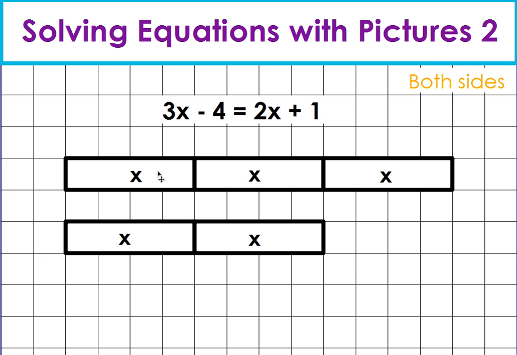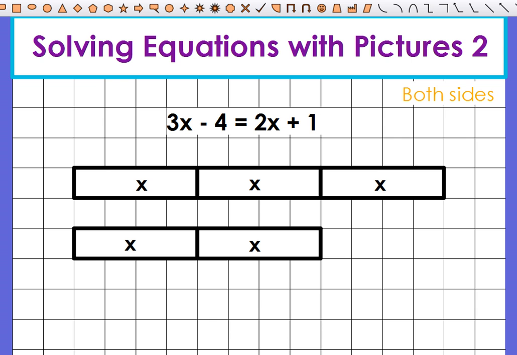Okay, so I've got my 3 x's up top and my 2 x's down below. So I've got 3x, and I'm going to have to take off 4 one of these. So I'm going to draw that by just dragging it across. Now just remember, underneath the whole thing is x, but I've just taken off 4.